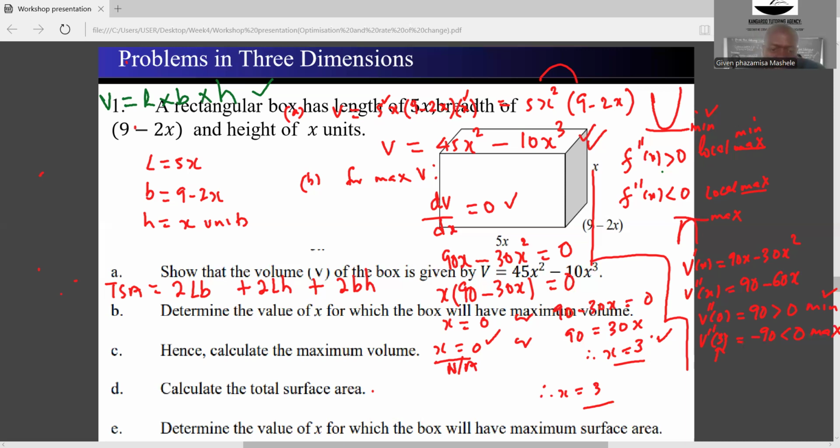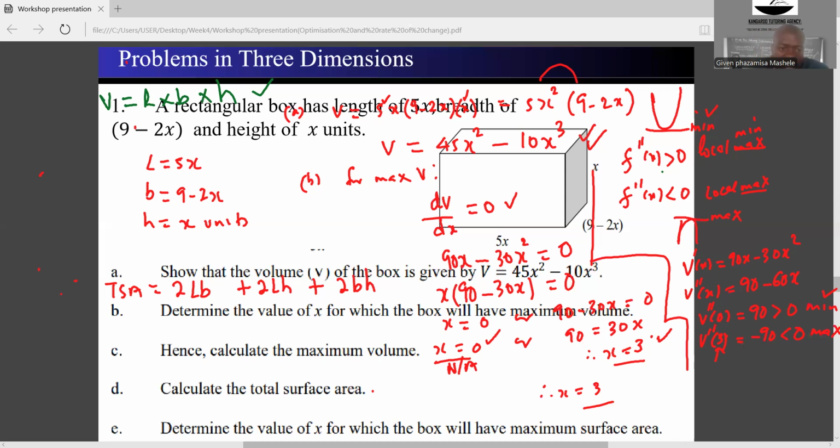Then we can move on to the next question. The next question says, hence calculate the volume. Okay, now we have to calculate the volume. And how to do that? We're going to say, okay, already we know the value of x that will maximize the volume. Then now we're going to calculate the volume. Where there is x, we're going to substitute by 3.